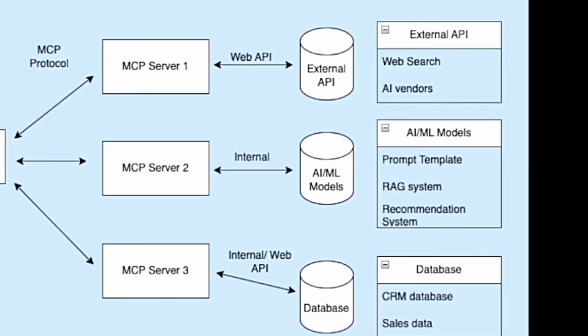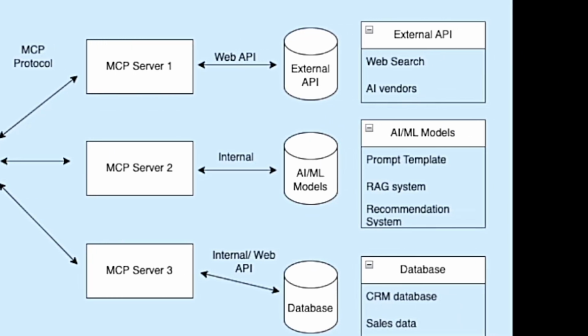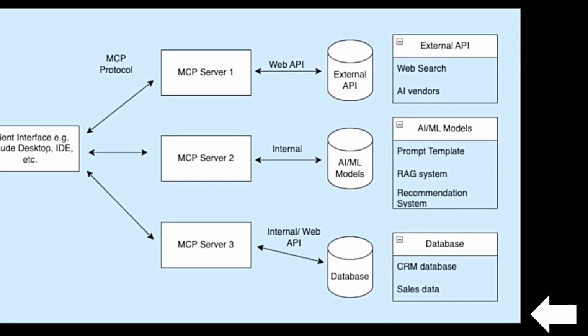Then if we move forward to the right hand side, on the servers, I put together 3 servers. Let me walk you through one by one. Server number 1 is going to talk to an external API through a web API. For example, here I have put web search. For server number 2, I have put internal, which can be AI or machine learning models. Here I put together 3 examples: prompt template, RAG systems, or recommendation system. And for server number 3, which can be internal or web API, I put an example here as database, for example, CRM database or sales data.